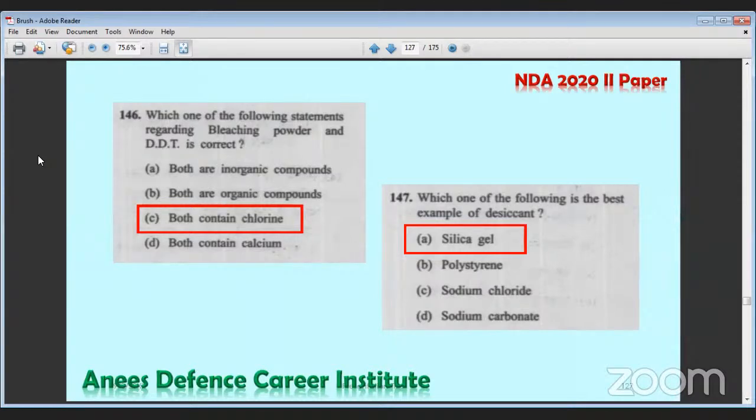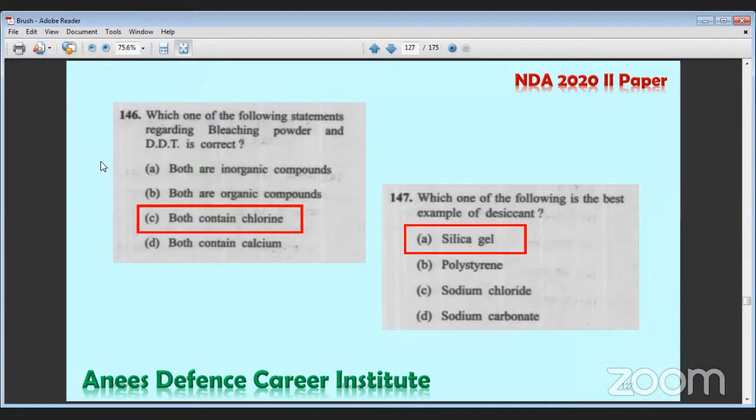But remember, look at the options. Both are inorganic compounds. Next is both are organic compounds. Both contain chlorine and both contain calcium. Bleaching powder हमने अभी देखा ना, which is CaOCl2, right? So bleaching powder is inorganic. DDT is organic. Okay, so option A भी eliminate हो गया. Option A says both are inorganic. No, DDT is organic, so option A भी eliminate हो गया.